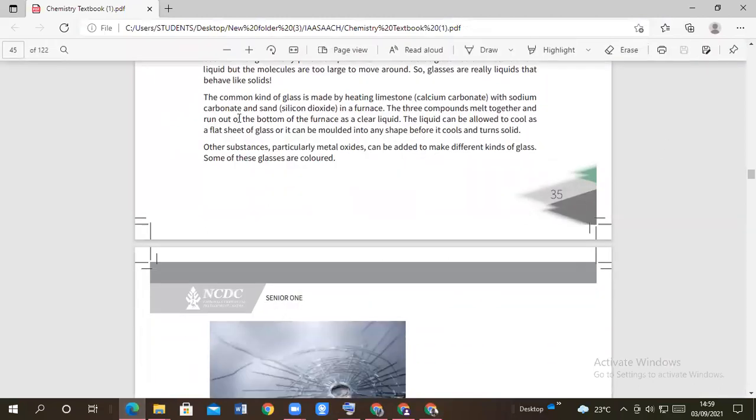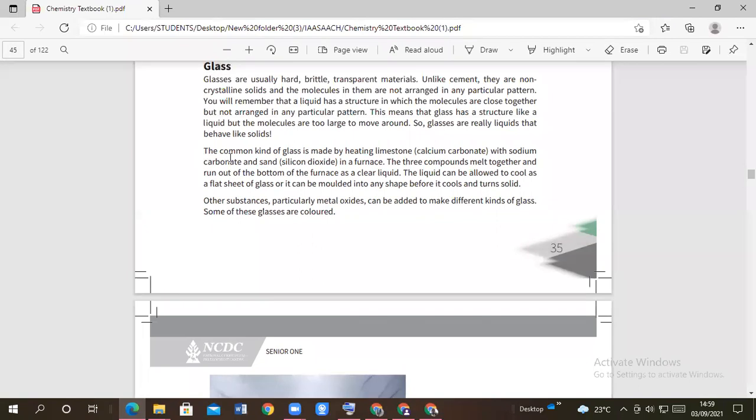So here, they are saying the common kind of glasses are made by heating limestone. Limestone is calcium carbonate with sodium carbonate. All these chemicals, you will know them when you come to writing chemical equations or chemical compounds. These are an element mixed with another substance called a radical. So this is calcium carbonate mixed with sodium carbonate and sand. That sand has what we call silicon dioxide. All these are burnt in a furnace.